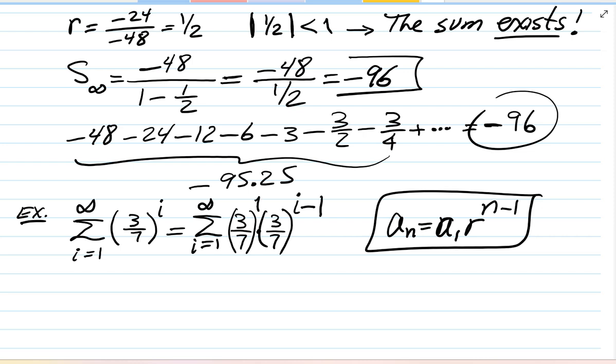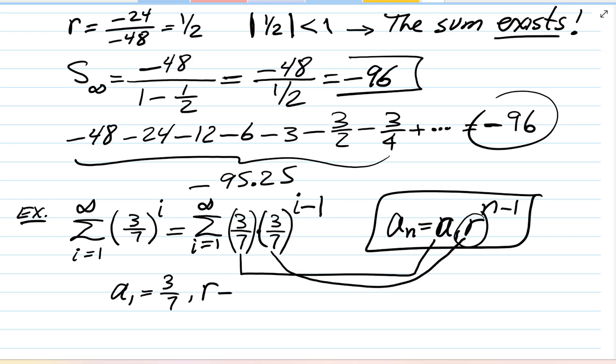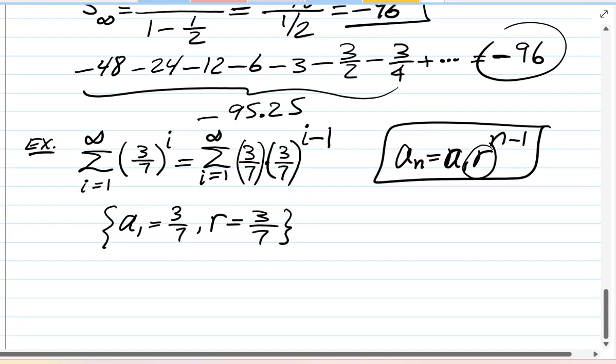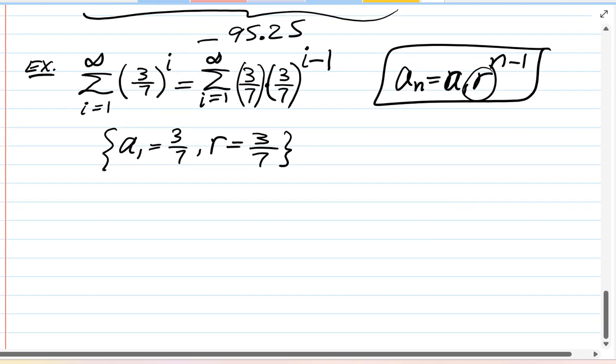Look, folks, isn't 3/7 to the first times 3/7 to the i minus 1 exactly this? It is. So 3/7 to the first power is just 3/7. So that would be my first term. Therefore, a1 is 3/7. And what is the common ratio? The common ratio is the base, which so happens to be 3/7 also. So we have again uniquely identified this geometric series. Good for us.